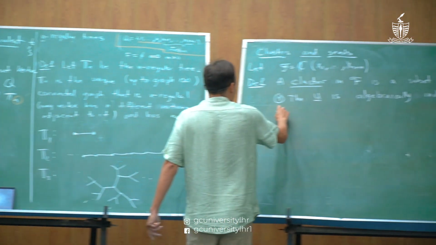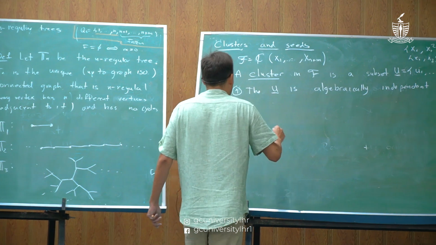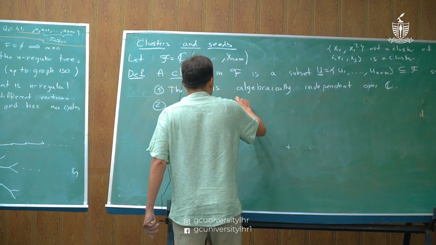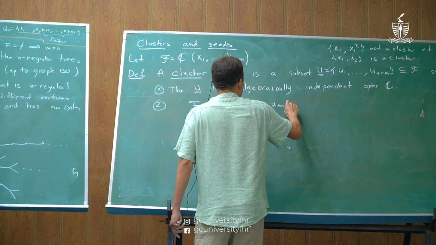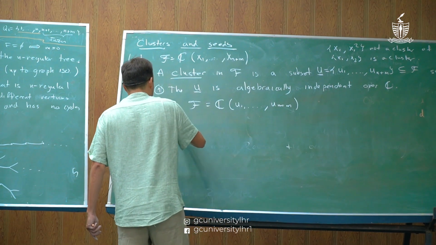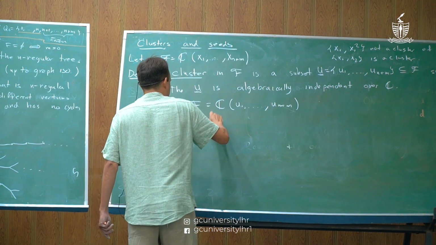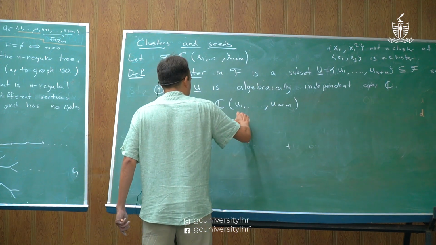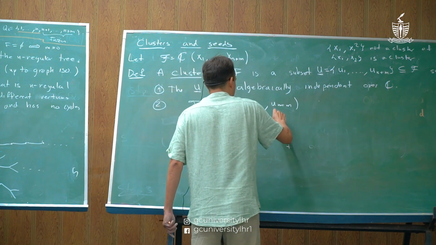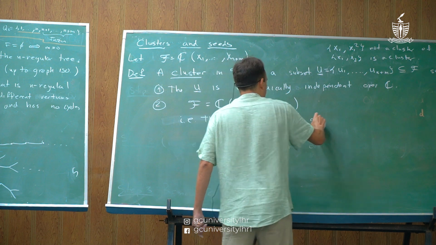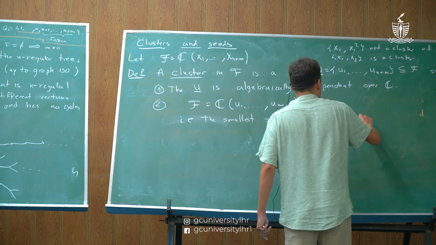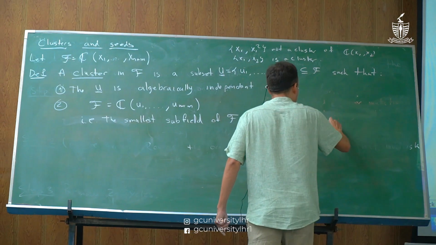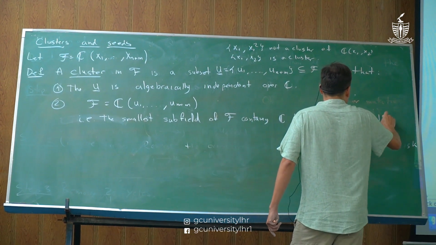And the second property, which I haven't mentioned yet, is that the field itself is the extension of C by u1, ..., u_{n+m}. This means the smallest field, in other words, the smallest subfield of F containing C and U is F itself. Okay?